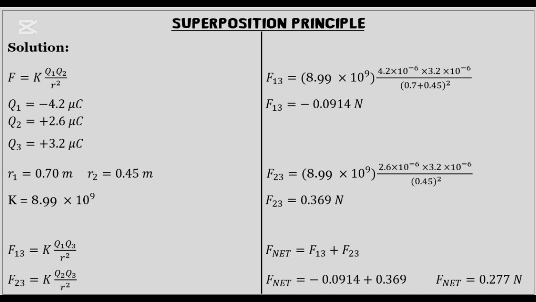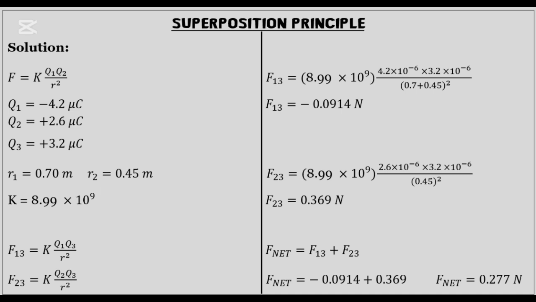Now we state out the parameters given in the question. Micro is times 10 to the power minus 6. We have our Q1, our Q2, our Q3, then the distances between them, write them. Then we have K, 8.99 times 10 to the power 9. So now we have listed out the parameters in the question.